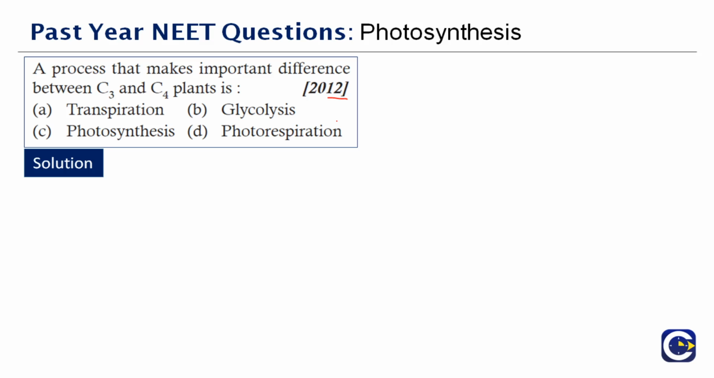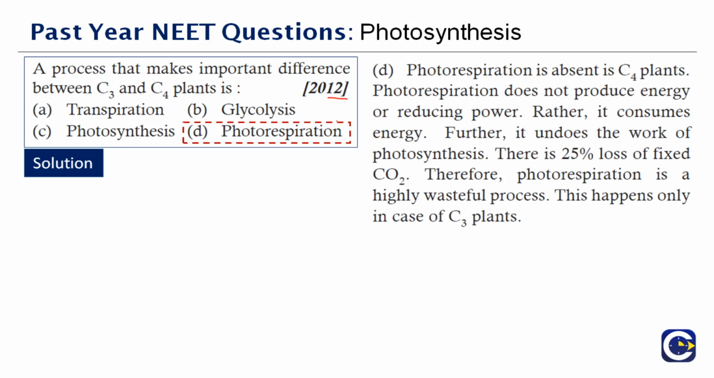Apart from that, photorespiration rate also plays an important role here, because in the earlier question we saw the photorespiration rate has reduced, therefore the water efficiency rate has increased, right? Photorespiration is absent in C4 plants, because we saw in the earlier question that it has been reduced or it will be nil. So that is the major difference between C3 and C4 plants. Rather, it consumes energy. Further, it undoes the work of photosynthesis. There is a 25% loss of fixed carbon dioxide. Therefore, photorespiration is the difference between C3 and C4 plants. Okay, the correct answer is option D.